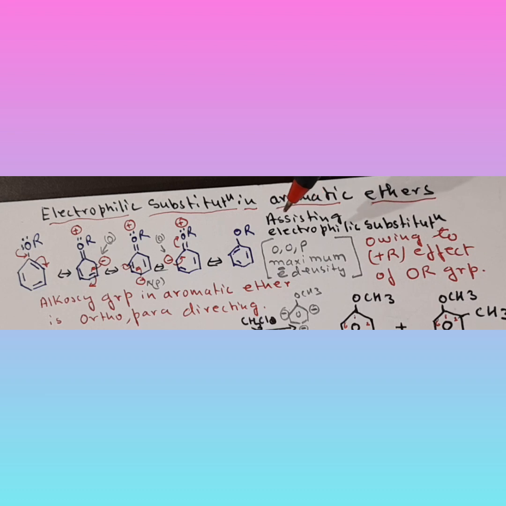Or we can say it assists electrophilic substitution owing to the plus R, plus resonance effect of the OR group. Plus R, that is plus resonance effect, means the property of a group to donate electrons. Alright, R alkyl groups we know are one of the best donors, which we have already seen in my earlier videos. And oxygen also gives electrons. So as a result, whenever we are dealing with the OR group, that becomes one of the best plus R or electron donating groups.